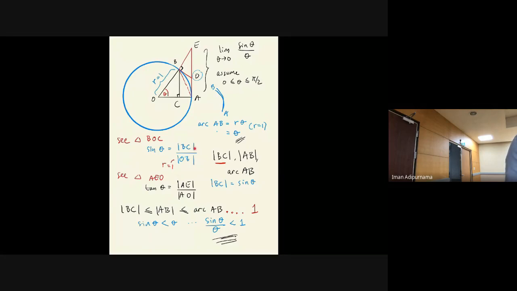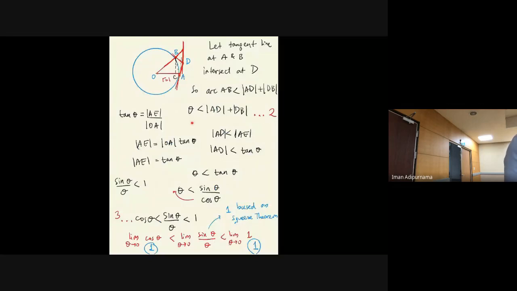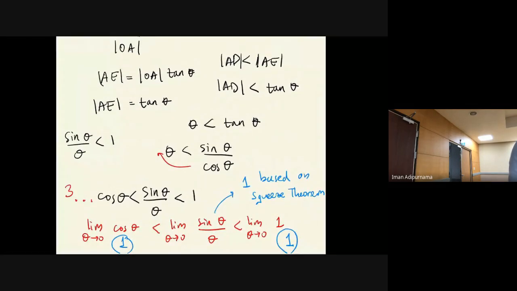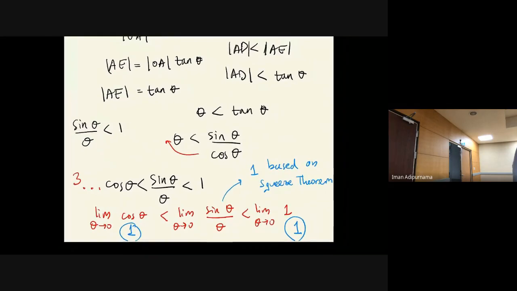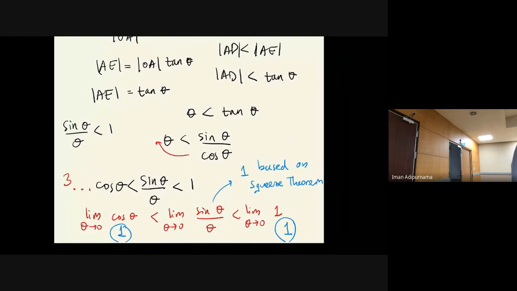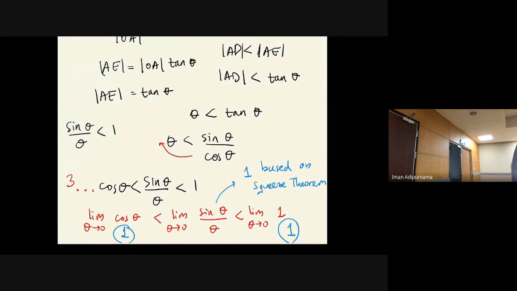So we are making sine relations and tangent relations for AE, and then we make some conclusions here. We can conclude from the first conclusion and the second conclusion using tangent, so you switch the theta and cosine. You can have cosine less than sine over theta less than 1. As theta goes to 0, cosine goes to 1, and the limit of 1 is 1. So the middle function, sine theta over theta, is 1 based on our squeeze theorem.